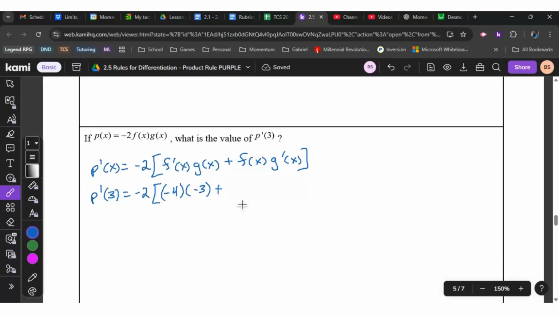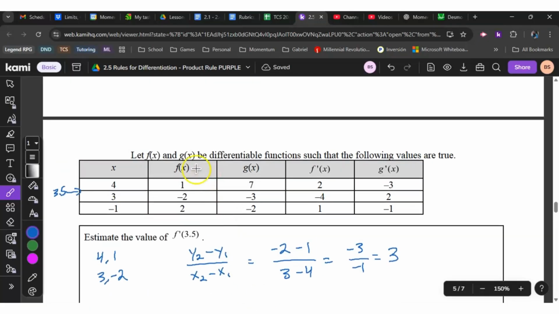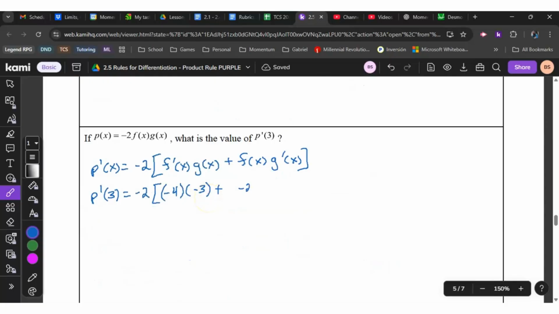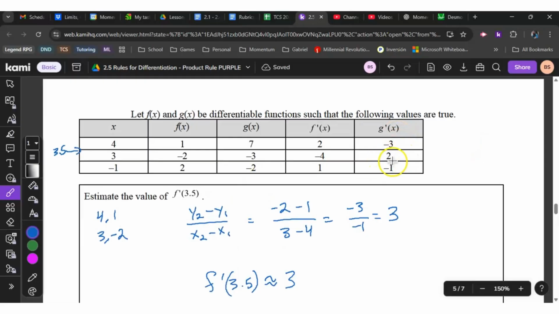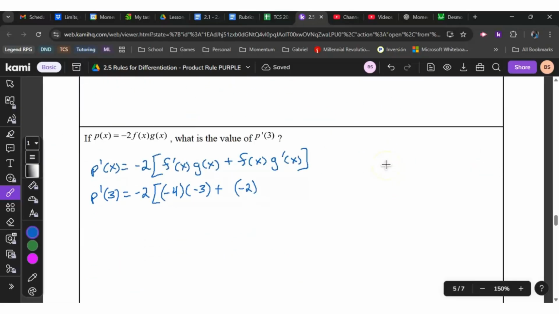And then I'm finding f of 3. So let's go find that in the table. f of 3, negative 2. And what's g prime of 3 now? g prime of 3 is positive 2. Okay, so then let's just simplify that. Negative 4 times negative 3, positive 12, sorry. And then negative 2 times 2 is negative 4, which means that I've got 8. And then that's just negative 16.